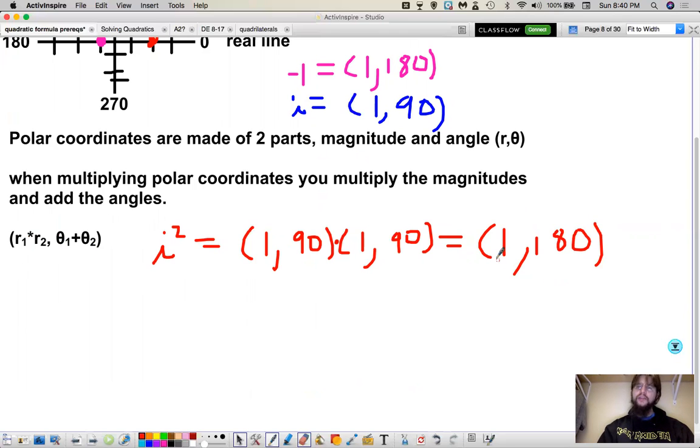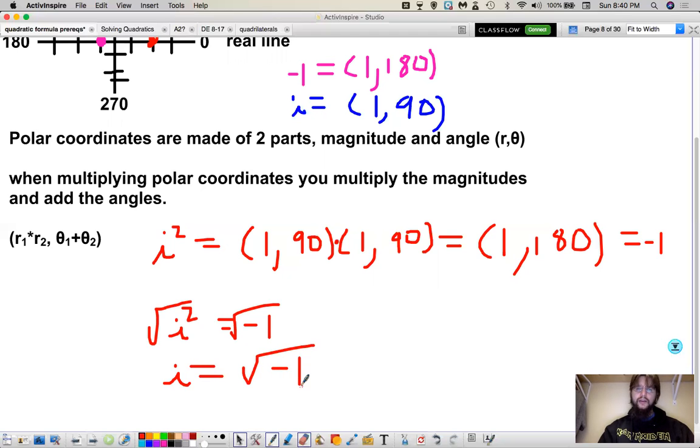Now, what number is 1 at 180? -1. So this equals -1. Look at that. i squared equals -1. I take the square root of both sides. I get that i is indeed the square root of -1. Ta-da. So i is a thing. There actually is a number, i, that when you multiply it times itself, it gives you -1. It's just not in your usual system that you use. It's in the polar system instead of the rectangular system.